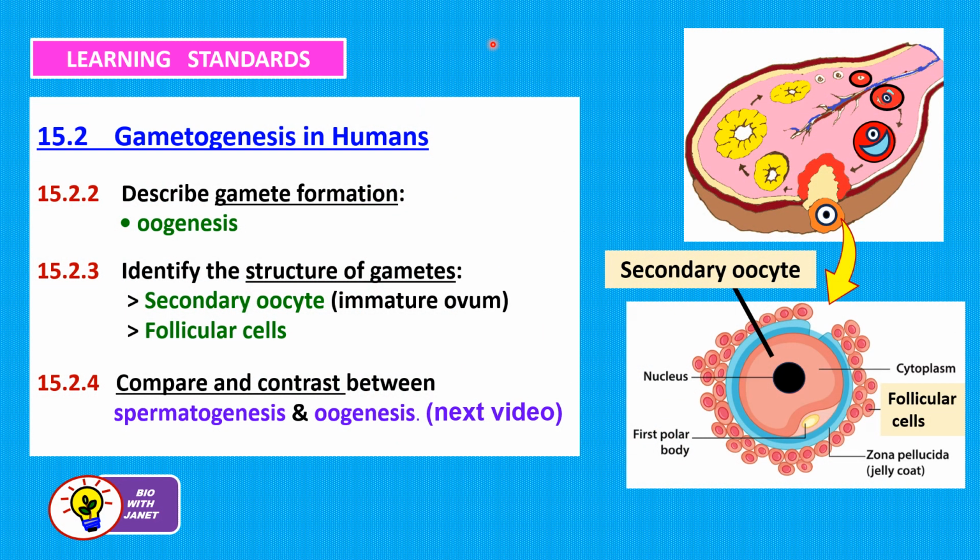The learning standards for this video are as follows. 15.2 Gametogenesis in humans. After this lesson, we should be able to describe gamete formation, that is oogenesis, which is the formation of the female gamete, that is the ovum. Secondly, we should be able to identify the structure of the female gamete, which is the secondary oocyte, as seen here, with its cytoplasm, nucleus and the plasma membrane surrounding it. Apart from that, there are also follicular cells surrounding the female gamete or the secondary oocyte, called the follicular cells. Next, we'll compare and contrast spermatogenesis and oogenesis.